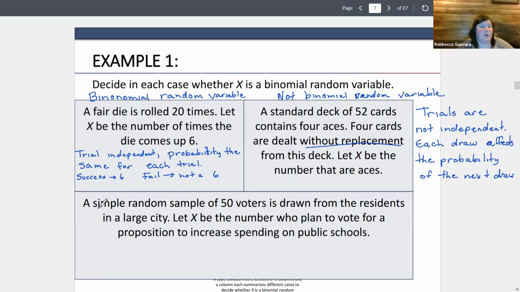And then this last one. We have a fixed number of trials again: a simple random sample of 50 voters, so 50 trials, is drawn from the residents of the city. Let X be the number who plan to vote for a position to increase spending on public schools. If we think about this, we don't really have 2 options. People could vote yes, people could vote no, and then we have people who are not going to pick either. So we might have 50 trials, but we can't really say how many are going to be yeses necessarily.